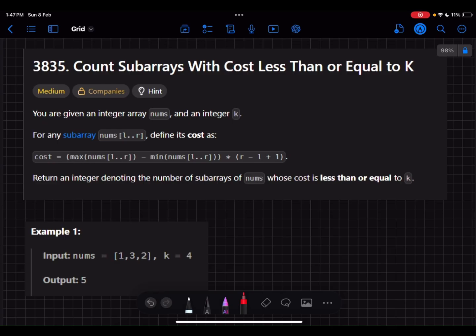The cost here is defined as the max of the nums in the subarray minus the minimum in the subarray, multiplied by the right index minus left index plus 1. This is also indirectly referring to the length. Hence we can say that the cost is max minus min into the length, and we need to find the number of subarrays where cost is less than or equal to k, which is given to us in the question.